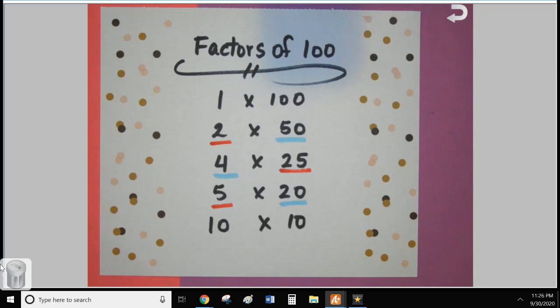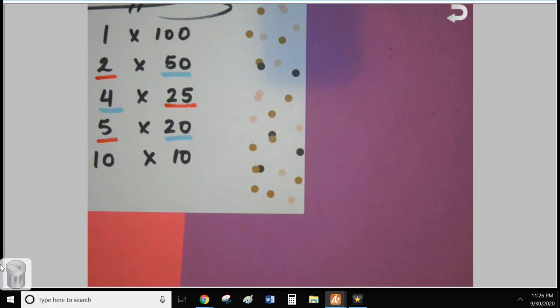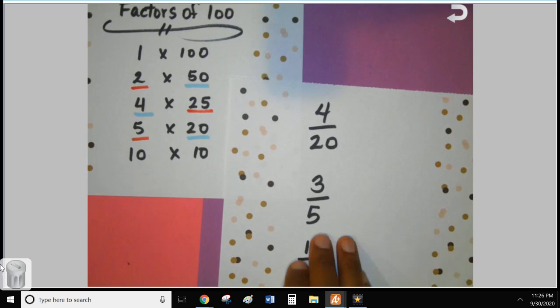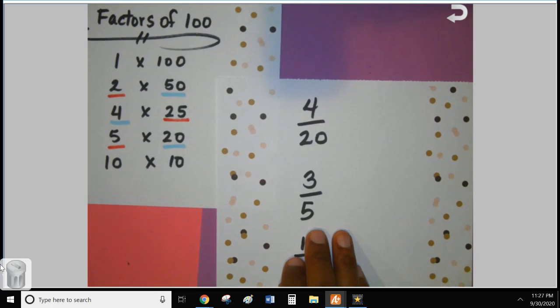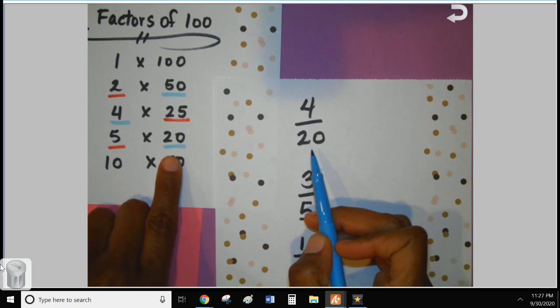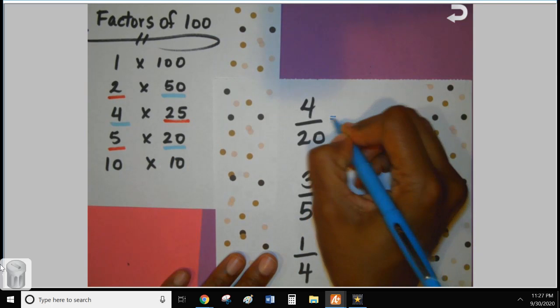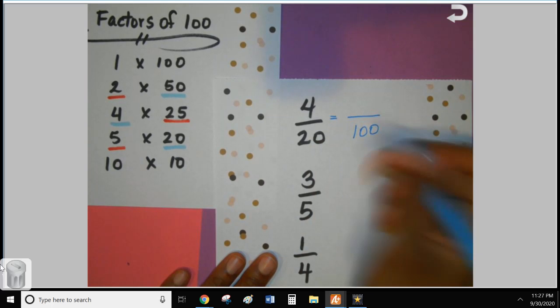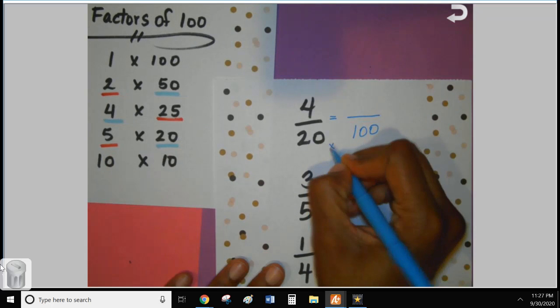So I have some here that we want to try this out with. Let's keep our factors handy. So let's start with 4/20, or 4 out of 20. 20 is a factor of 100. 20 times 5 will give me 100. So I'm going to convert this to a new fraction over 100. How would I get that? By multiplying 20 times 5.